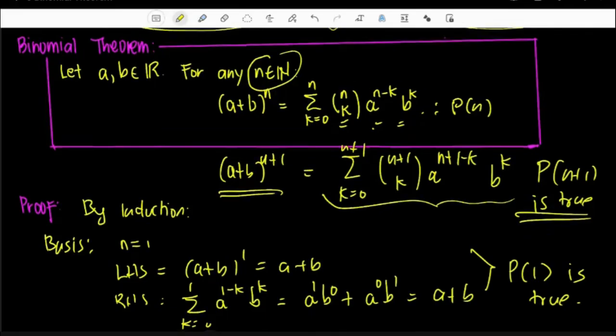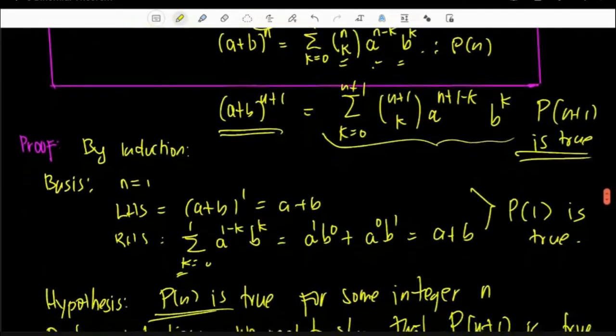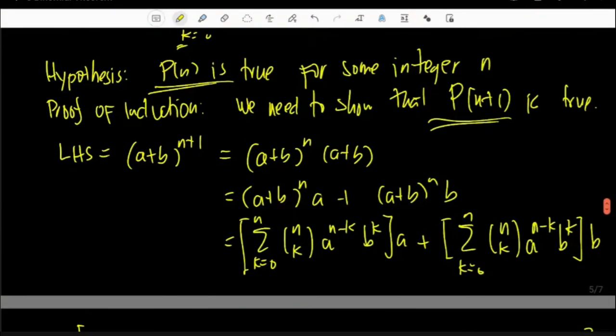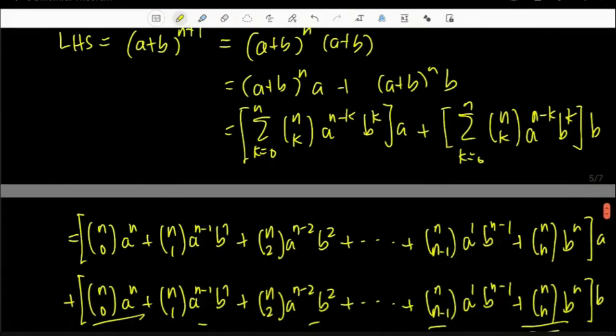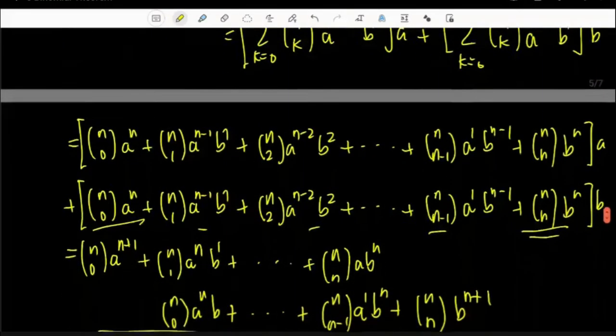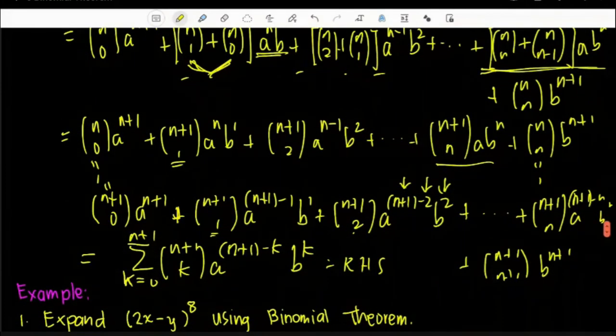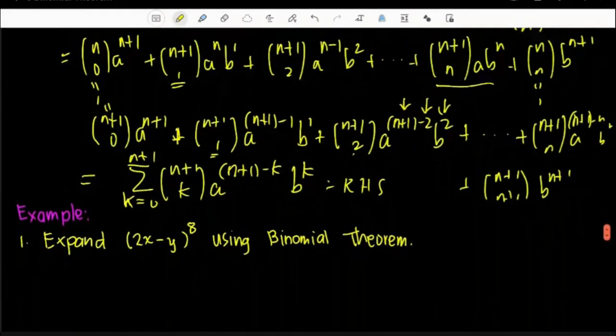Yan. That's why it's very important na marunong kayong mag-prove ng induction, especially in number theory, because most of the properties in number theory will be shown using induction. That's a very simple application of induction actually.